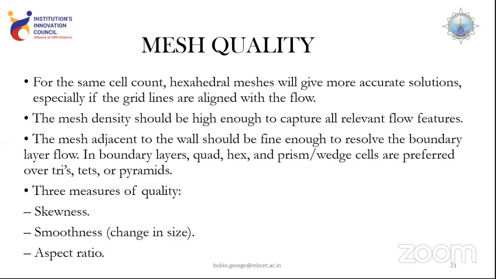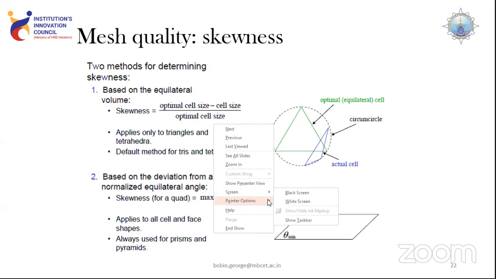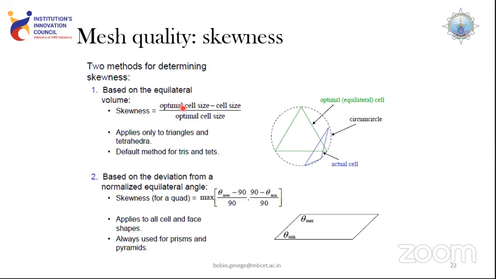Coming to skewness, what is skewness? If I am dividing the grid into a finite area like this, skewness actually defines the optimal cell size. That means if I have an area like this and I am generating a cell in it, skewness is the actual cell I have generated, divided by the optimal area. That actually defines the term skewness.